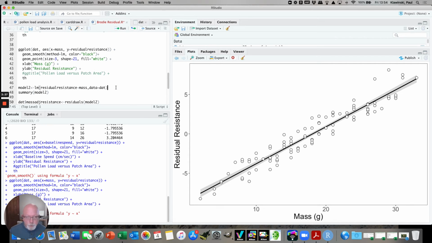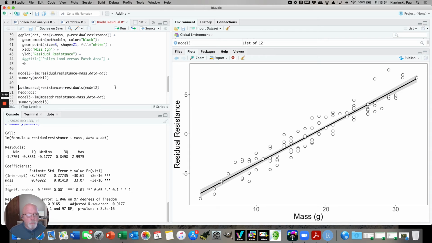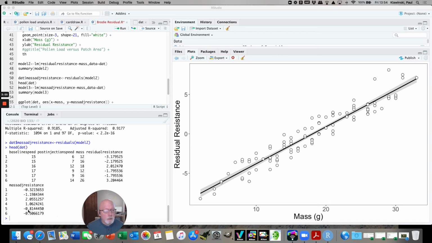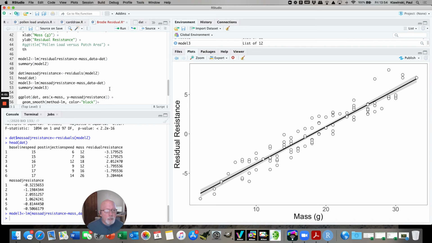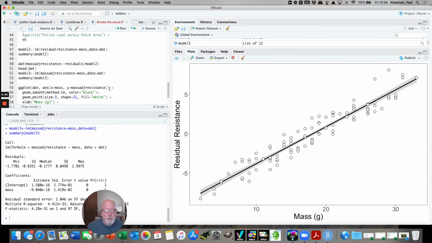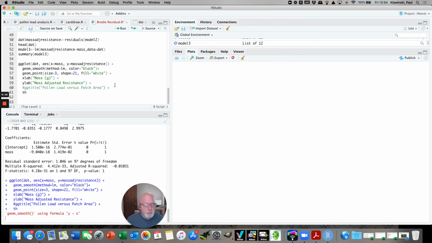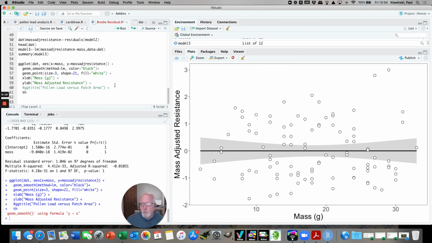Well, we can do the same thing that we did before with baseline speed and post-injection speed. We can look at how residual resistance is affected by mass, and we can save the residuals from that model. And now we have mass-adjusted resistance down here at the bottom. And then we can take that mass-adjusted resistance and regress it against mass, and hopefully what happens is we've gotten rid of that relationship. And once again, you can see that the slope value is very near zero, and when you look at a plot of the data themselves, they are now not correlated with mass anymore.